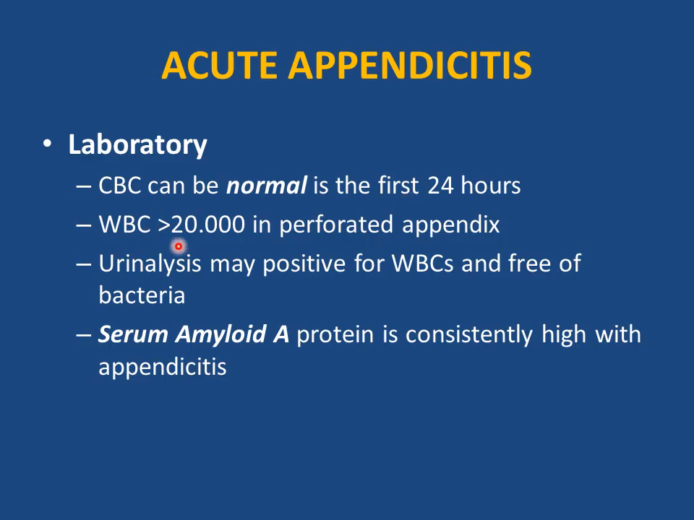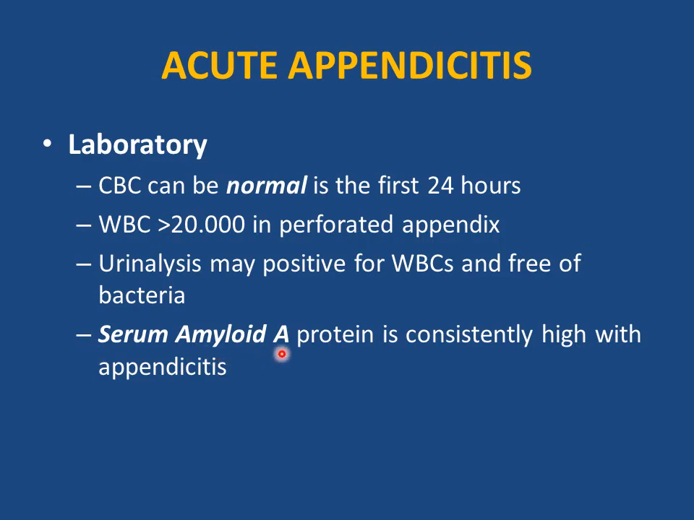White blood cell can be elevated up to or more than 20,000 in perforated appendix. Urinalysis also may be positive for white blood cells. So presence of white blood cells in urine does not rule out appendicitis, but the urine will be free of bacteria.